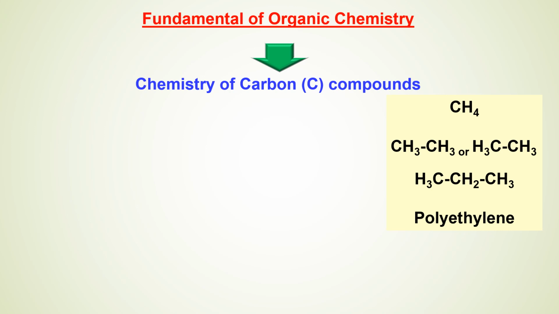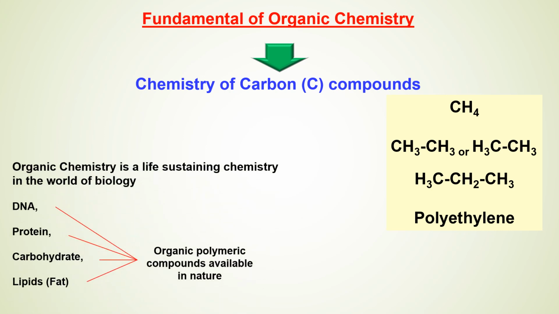Like if you see, the first small organic compound is methane. Then we go on increasing the chain of carbons: ethane, propane, butane, polyethylene, polymers, everything. These all contain carbons. Basically, organic chemistry started with the carbon, the backbone of organic chemistry, and its bonds with different types of atoms.